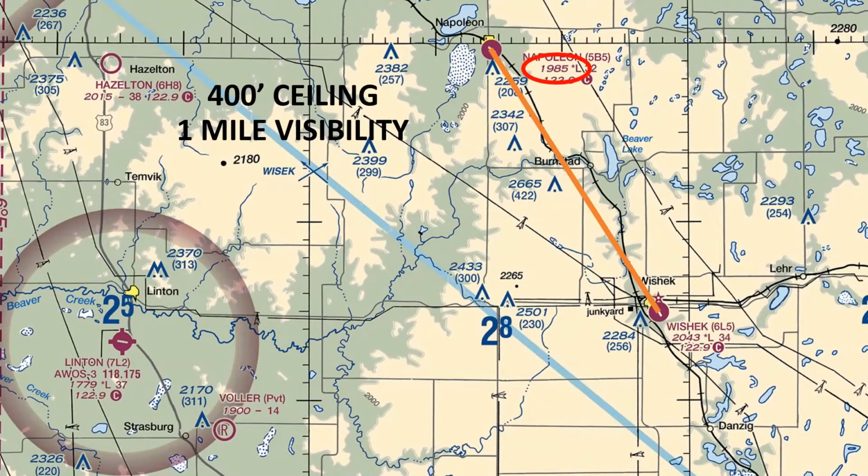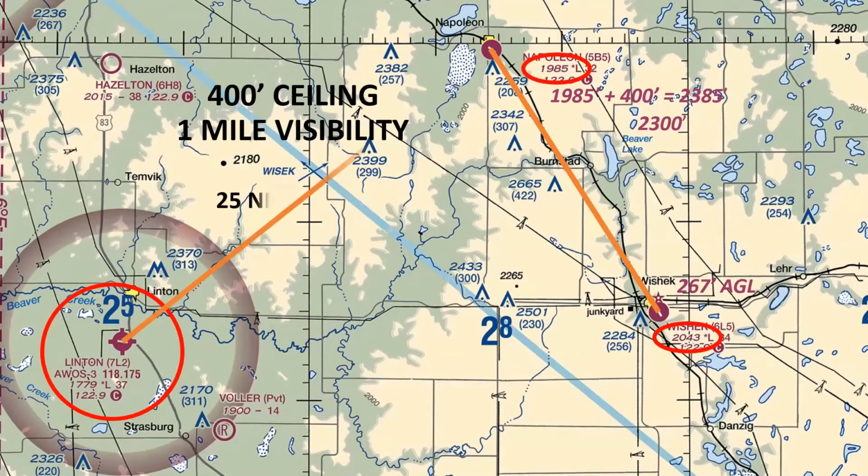So Napoleon Airport is at 1,985 feet MSL. 1,985 plus the 400-foot ceiling that we have equals 2,385. So let's try and stay 85 feet below the clouds, and we'll just do this trip at 2,300 feet. Wishek is at 2,043 feet. If we stayed at 2,300 feet all the way down, we would only be 267 feet off the ground when we got there. Now the nearest station that reports weather is Linton. Linton is 25 nautical miles away from Napoleon and 29 nautical miles away from Wishek.